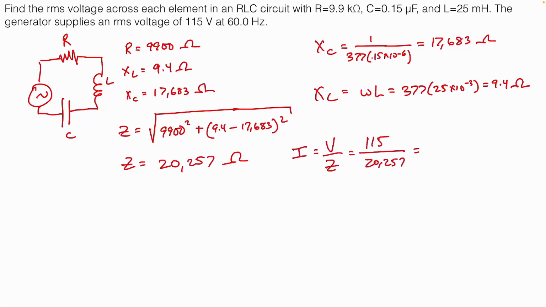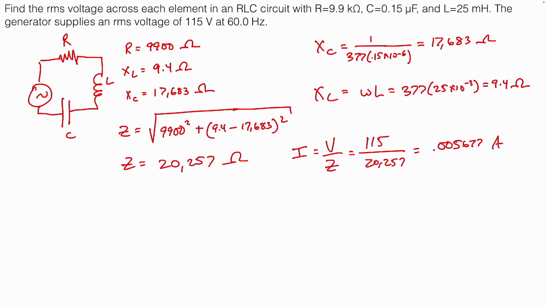You got 5677. So this is 0.0056, whatever that is, amps. All right. So now I found the current in the circuit. Since it's series, I now know the current through all the elements. I know the current through the resistor, the inductor, and the capacitor. I can now find the voltage through every single one.